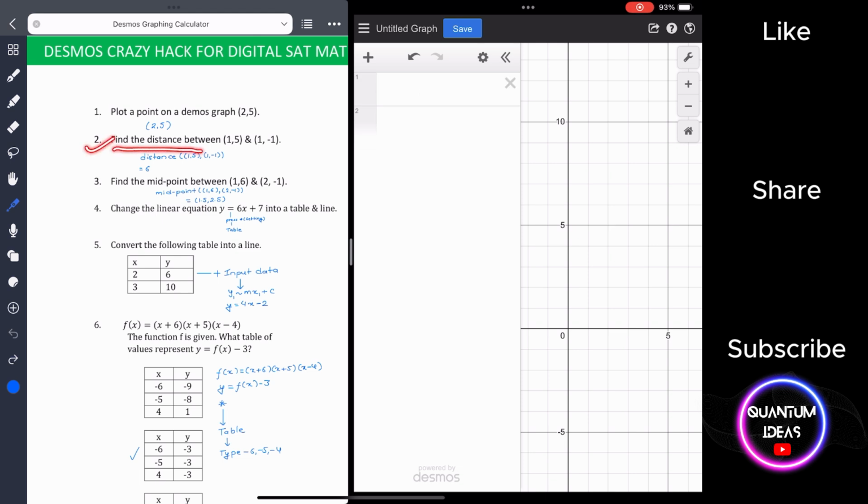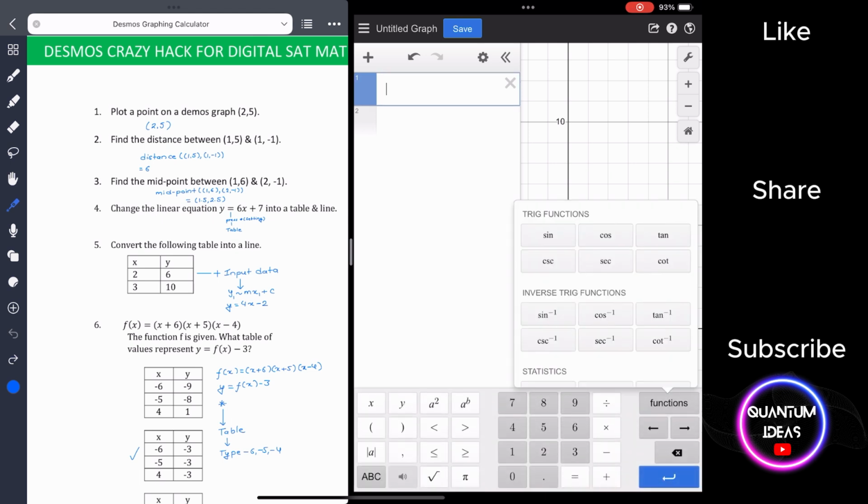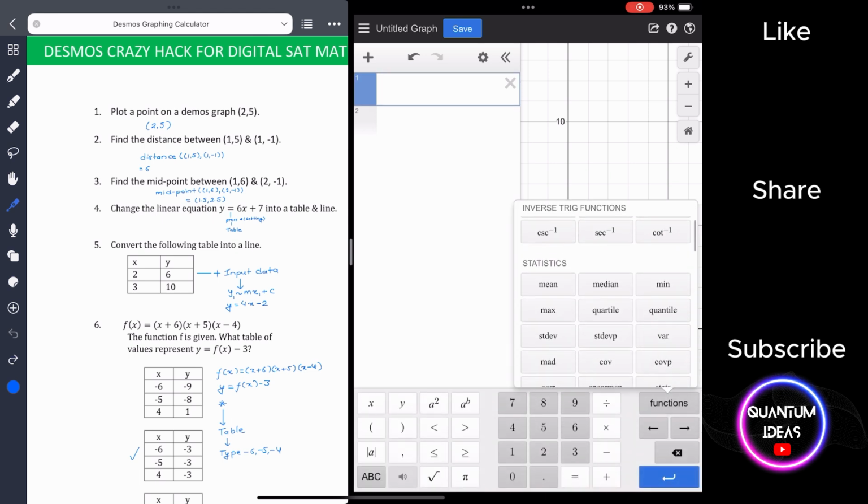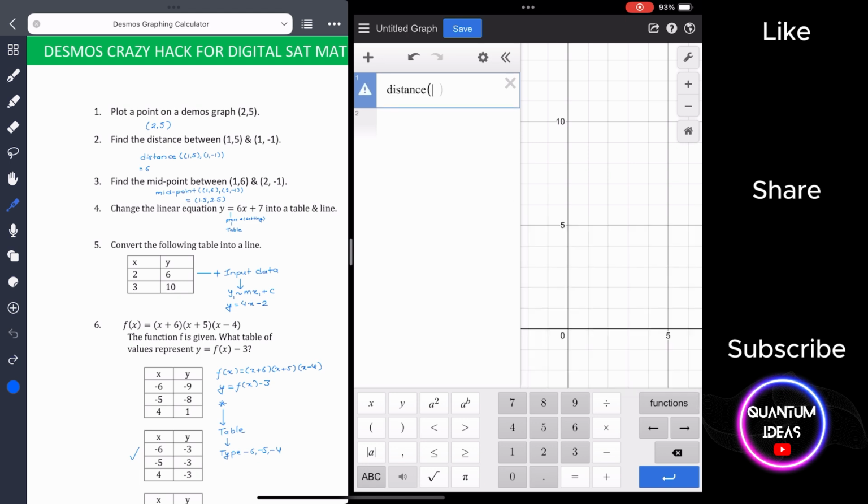Find the distance between 1 comma 5 and 1 comma minus 1. So you can find the distance by using the distance formula, but by using Desmos you can simply find the distance. Just tap here, go to the function button on the bottom right, then scroll down, you see the geometry, and there is distance, right? Press the distance function. Now type your points, a small bracket 1 comma 5, a comma, and then 1 comma minus 1. Simply you will get the distance is 6, right? So you get the distance. Okay, let's go to the next, number 3.